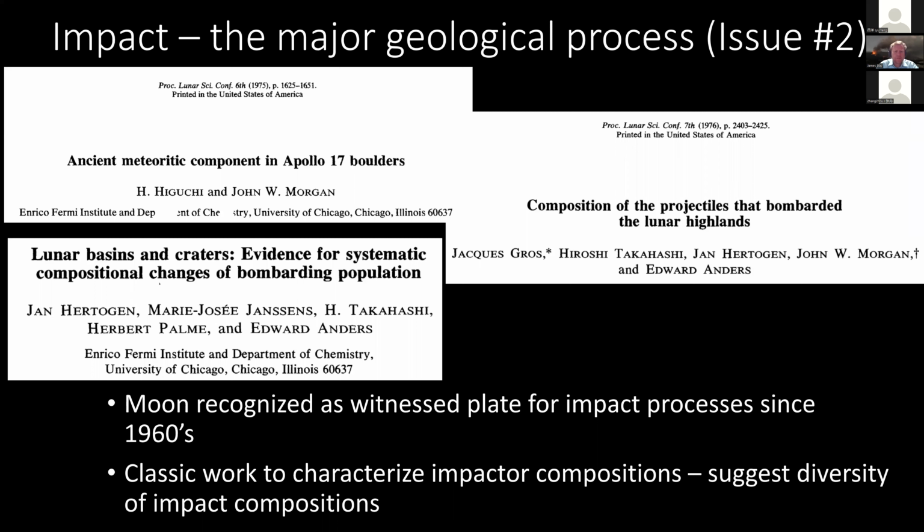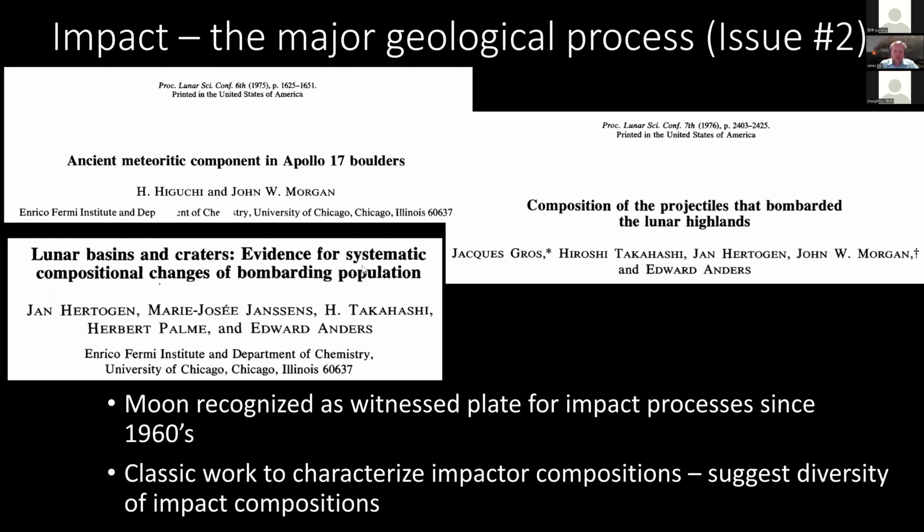This has been known for 50 years. These are just 3 classic examples of these papers that have been used. From these early works, they suggested a whole variety of impactor compositions from different types of chondrite, so different types of early solar system product, to differentiated materials, including iron meteorites.